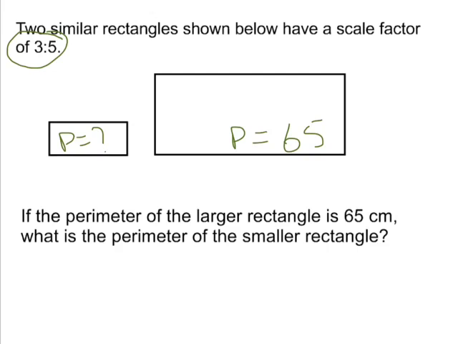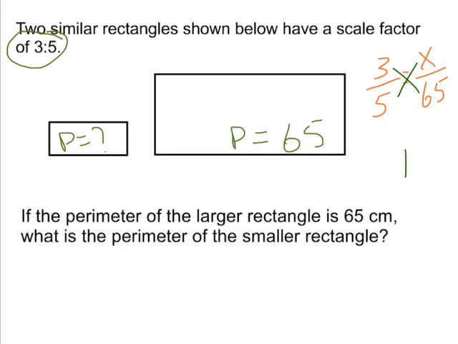So we need to start by writing our ratio of 3 to 5. We'll write it as a fraction, 3 to 5. Of course, 3 represents the smaller one. The smaller one is what we're looking for as far as the perimeter, and we compare that to the perimeter that we know, which is 65. So we have our proportion set up, and we need to solve the proportion. The way that you solve a proportion is to cross multiply and divide.